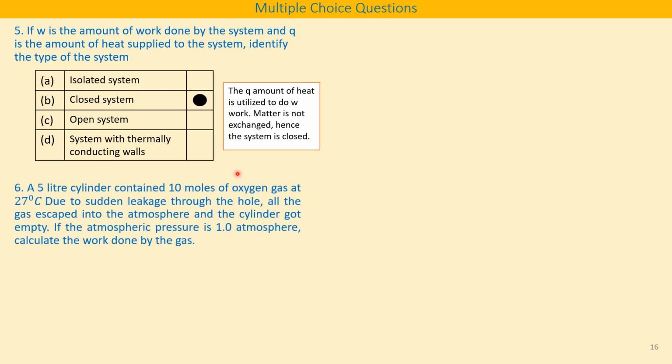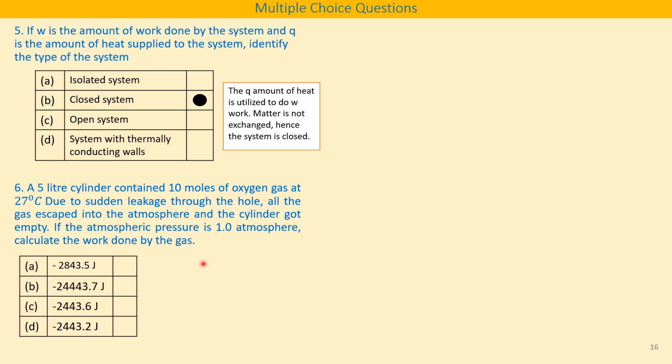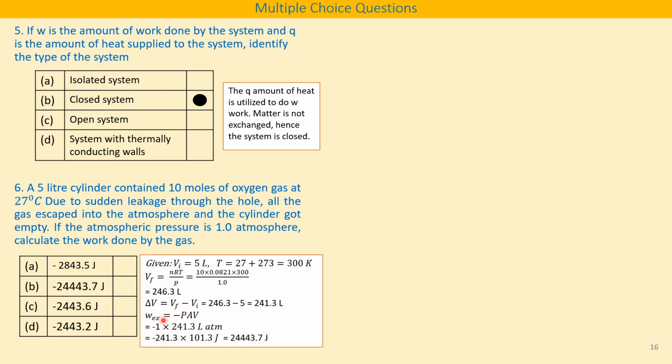Next question. A 5-liter cylinder containing 10 moles of oxygen gas at 27 degrees, due to sudden leakage through a hole, all the gas escaped into the atmosphere and the cylinder got empty. If the atmospheric pressure is 1 atmosphere, calculate the work done by the gas. Four options are given. Please pause the video, read the question and all the four options. I will give the explanation.